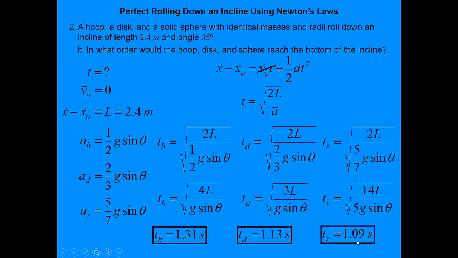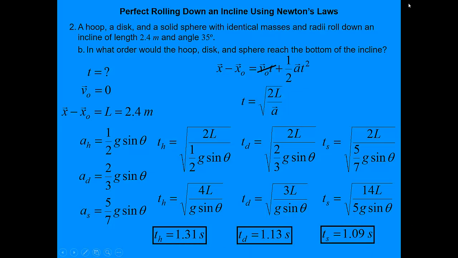So if we were to roll these 3 objects at the same time, and in class, I'll actually show you this. I'll do a little demo of this. I actually have a hoop, a disk, and a sphere that are all the same mass and radius, specially bought just for this problem. You'll see the sphere beat the disk, which will beat the hoop.